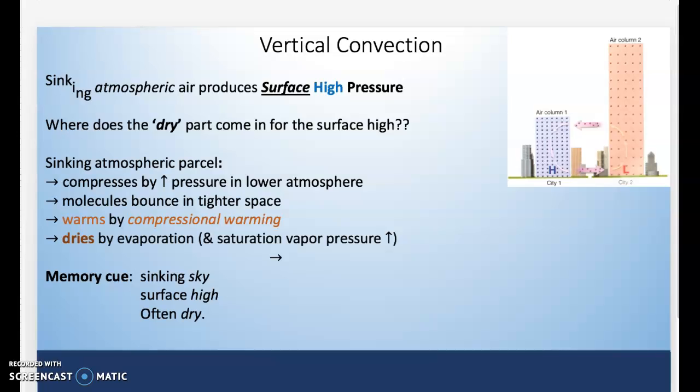That compressional warming in turn dries out the moisture in the parcel. In fact, the parcel now has a higher temperature and a higher saturation vapor pressure as well, so it is going to have less saturated air inside the parcel. So remember the memory cue: sinking sky, surface high, often dry.